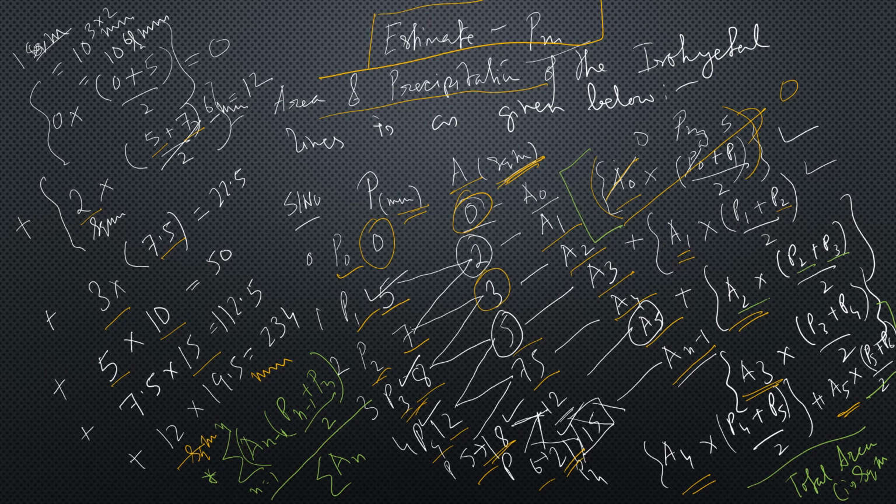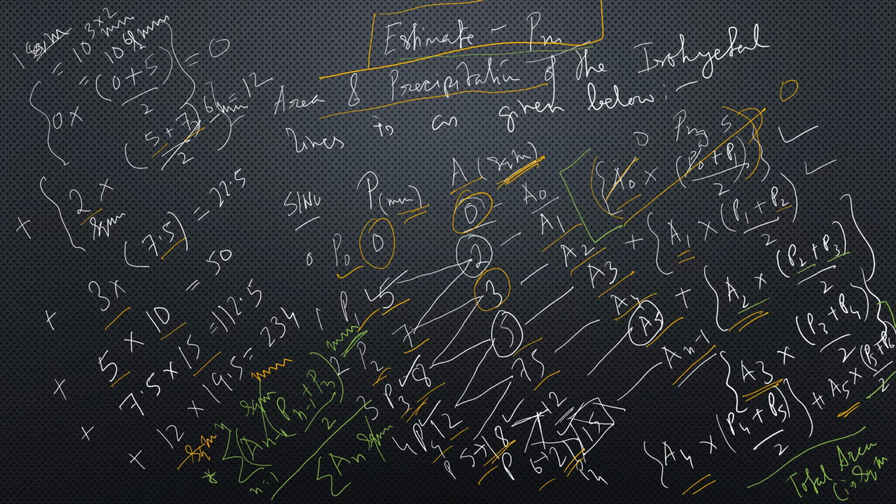Now you see this part, the unit of this part is square meter. So you can cancel it out, and whatever remains is millimeter. Correct? As I am estimating mean precipitation, and the unit of precipitation is millimeter, the resultant unit here is also millimeter.